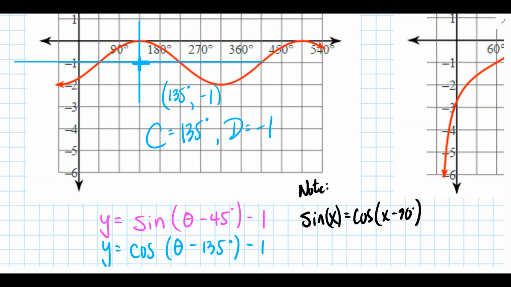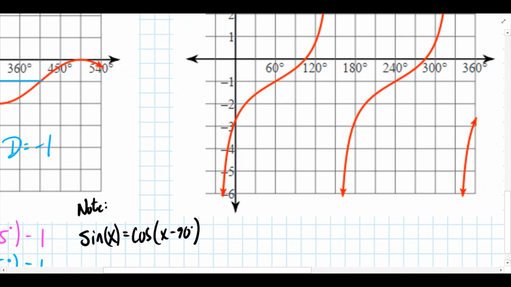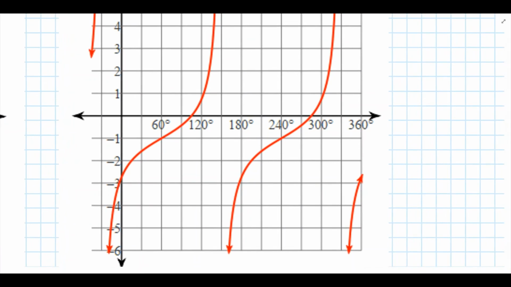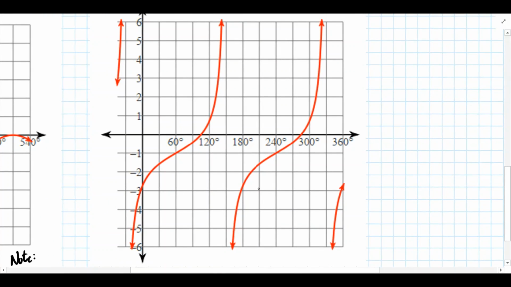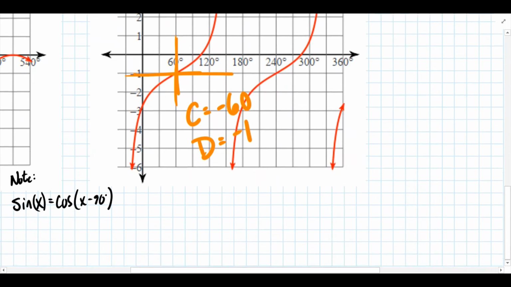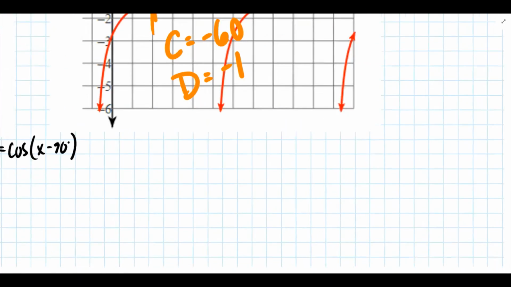In fact, the only difference between a sine and a cosine function that represents the same graph is only a shift of 90 degrees. Our last example appears to be a tangent function with a horizontal shift of 60 degrees and a vertical shift of 1 unit. So the function here would be an appropriate fit for the data.